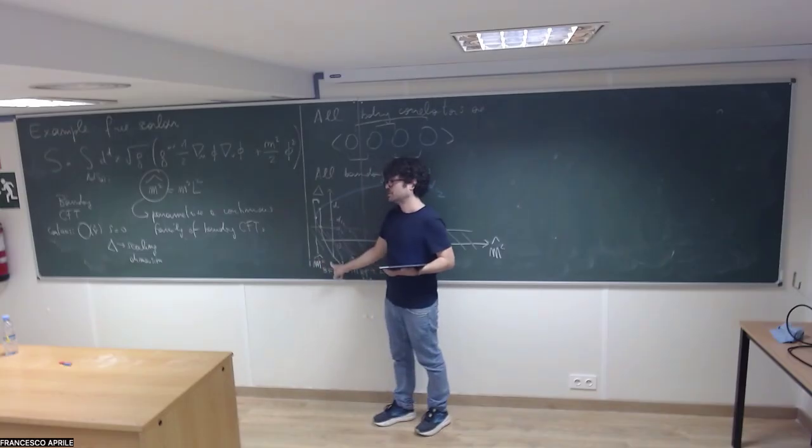the Breitenlohner-Freedman bound plus 1, in which you have two choices. You can choose either the blue or the red, or both are valid. Does it make sense? Yes?